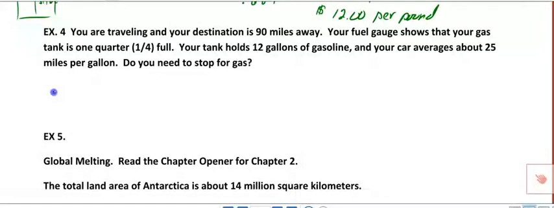Traveling problem: your destination is 90 miles away. Your fuel gauge shows that your gas tank is a quarter full. Your tank holds 12 gallons of gasoline, and your car averages about 25 miles per gallon. The question is, do you need to stop for gas? So pause the video, think about it, come up with a strategy, write down what you come up with, and then compare it with what I get.